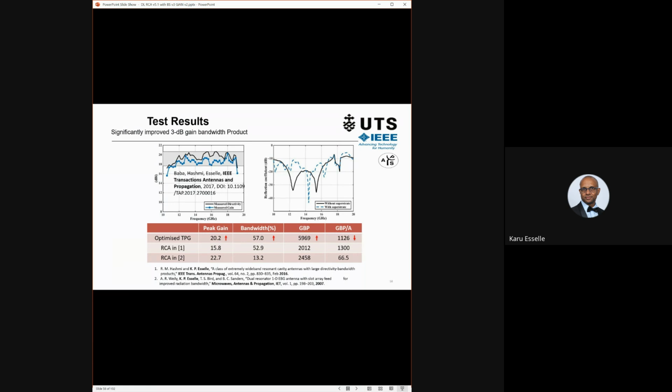unitless, and a gain bandwidth product of 2012. In this particular design, we wanted to increase gain bandwidth product, so we got almost 6000 gain bandwidth product with better bandwidth than the previous one, 57% bandwidth, better gain, of course, excellent gain, but gain bandwidth product per unit area dropped because we had to increase the area to get gain.